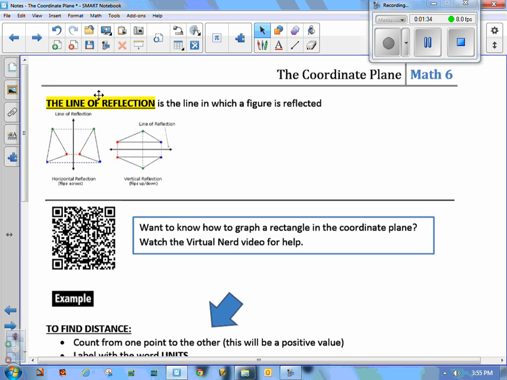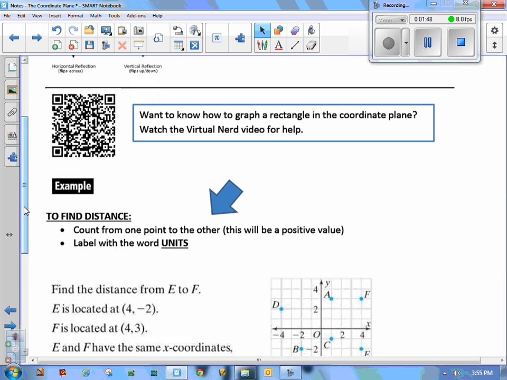We also have the line of reflection, and this is the line in which the figure is reflected. So here's one that actually shows the line of reflection, and the figure is being flipped or transformed over that line. You may use your smart device to scan the QR code to watch the Virtual Nerd video on how to graph a rectangle in the coordinate plane.